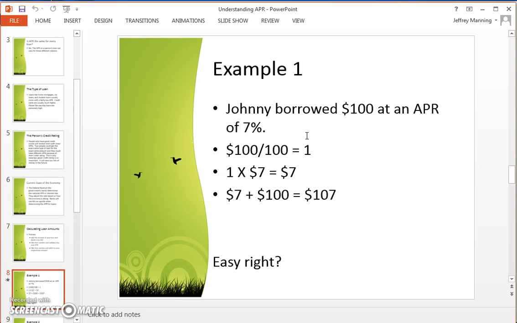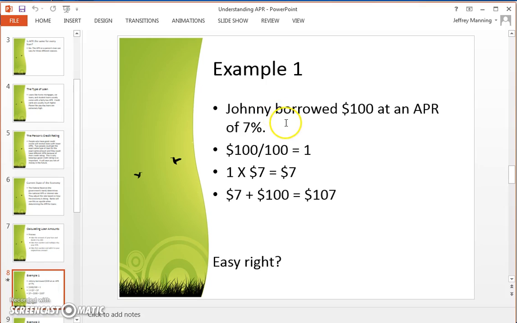All right, so here's a quick example. I'm going to do one with you guys, and then I'm going to let you try a few on your own on the next slides. So we got this guy named Johnny, and Johnny's going to borrow just $100, and I chose $100 just to make the math kind of easy. And he has got an APR of 7%.